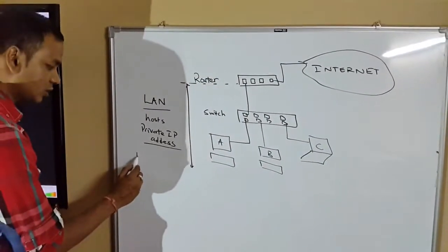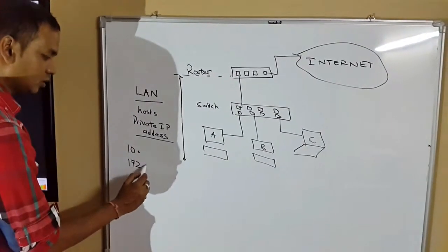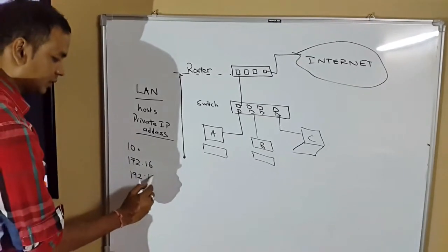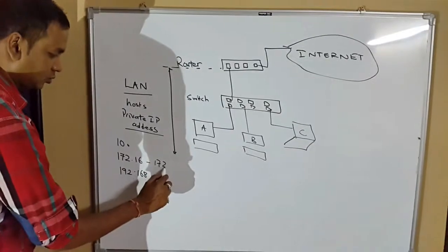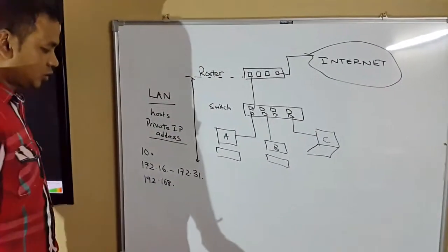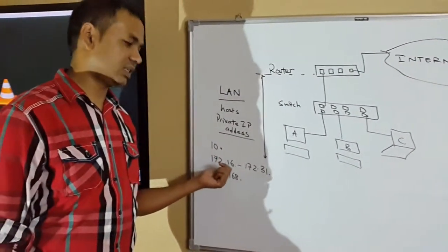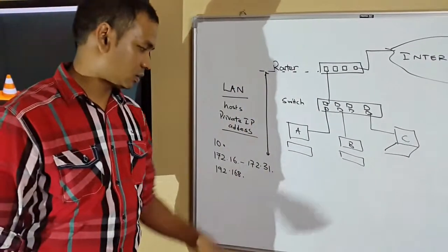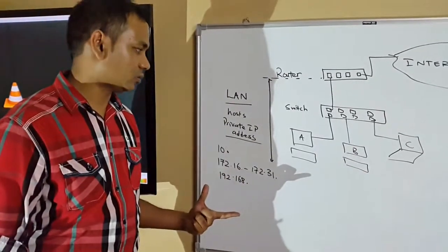A private IP address will start with either 10, or 172.16, or 192.168, or 172.31. It will start with those. So any IP address that starts with a 10, or 172.16 dot something, or 172.31 anything, or 192.168, it's called the private IP address.